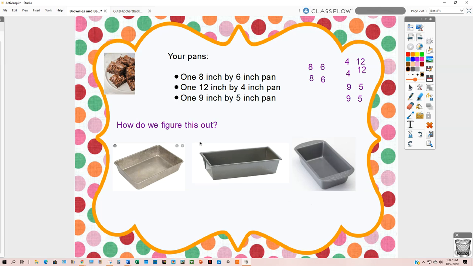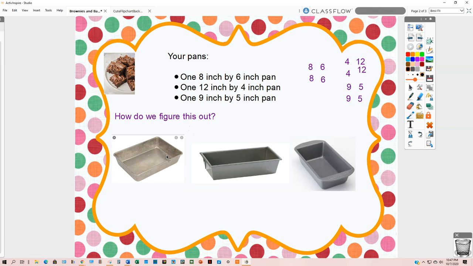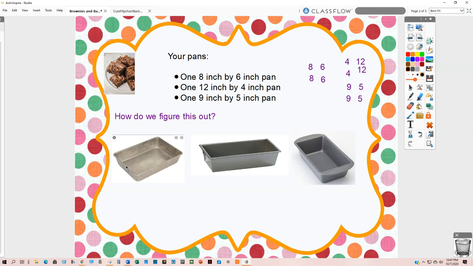Now, how do we figure this out? One of the things that we have to remember is when we're looking at these pans to cook in, that they take the shape of rectangles. Now, I've got to go back into second grade and first grade. I've got to reach back in my brain and think about this for a moment. If these are the shape of rectangles, what do I remember about rectangles?